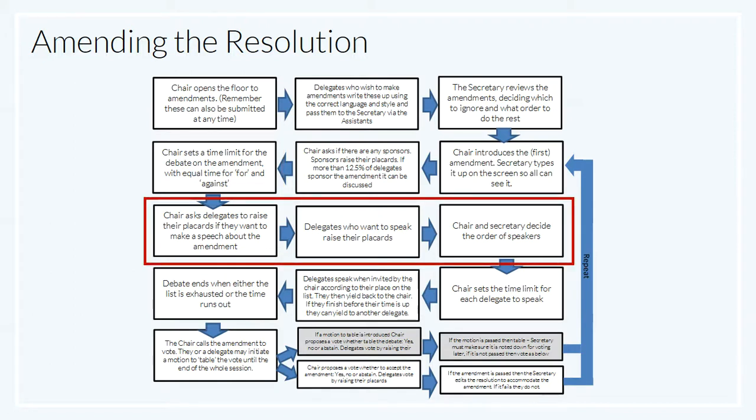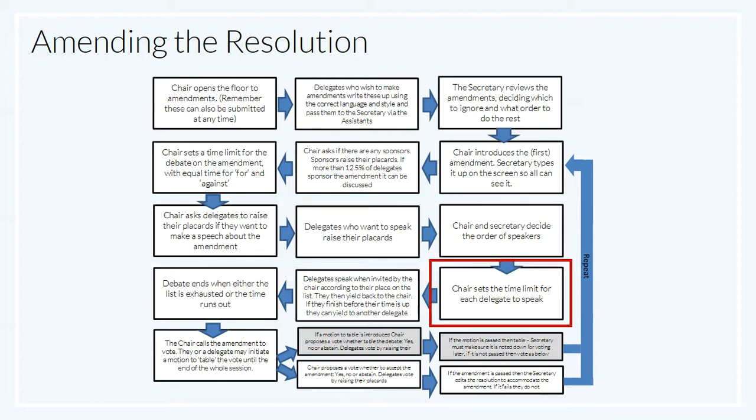I want to talk, I want to talk. The secretary and the chair make the list. Once they've done the speakers list, all right, we've got 10 people for 10 minutes. Let's set the time limit, 1 minute per person, 10 minutes per talk, 20 seconds per talk. However they set a time limit, once they set a time limit, what happens?